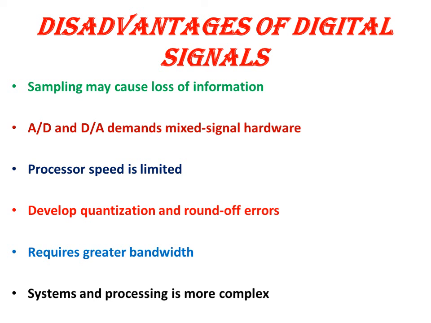So today we have seen what is a signal, what are their types, what are the characteristics, what are their advantages, what are their disadvantages. So in the next video, we'll see the number system.